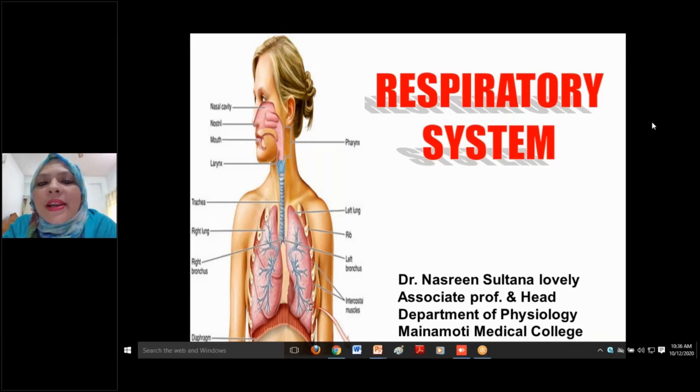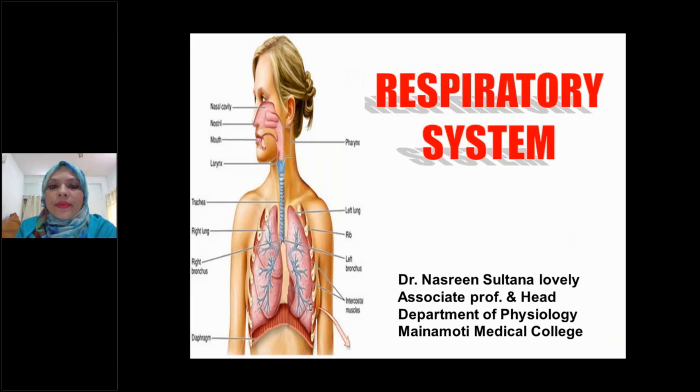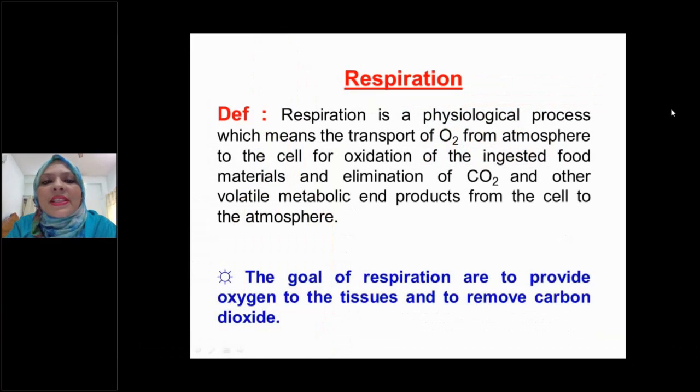Now, already we started respiratory system. In previous class we have started respiratory physiology. Today I will continue this system. In the previous class, we started the definition of respiration. Again, I am repeating this definition because this definition is very, very important for your written and viva exam.